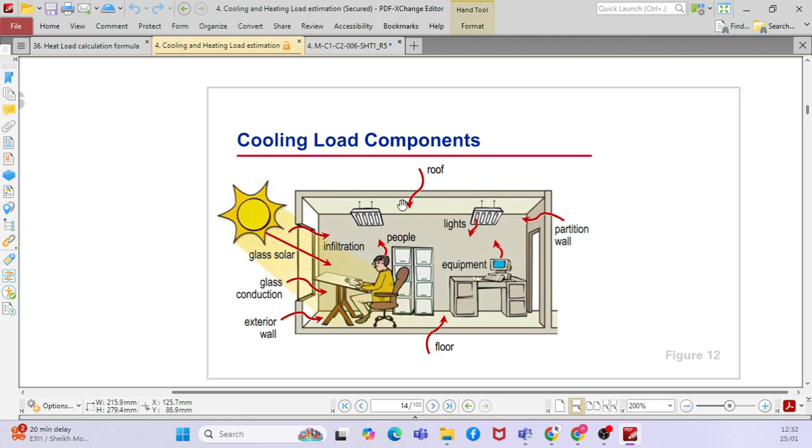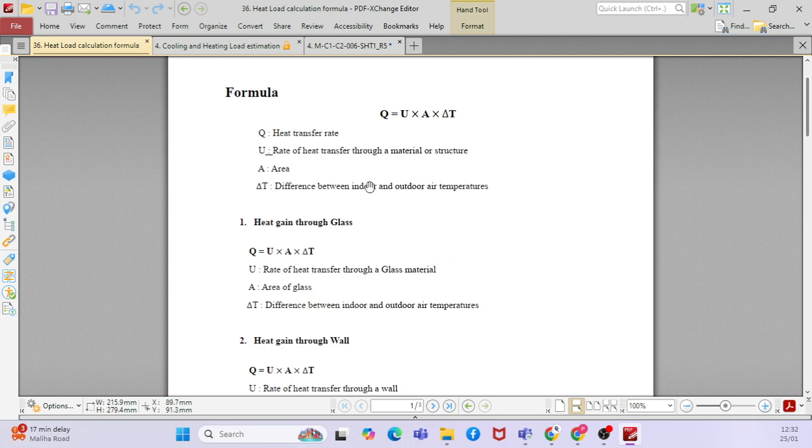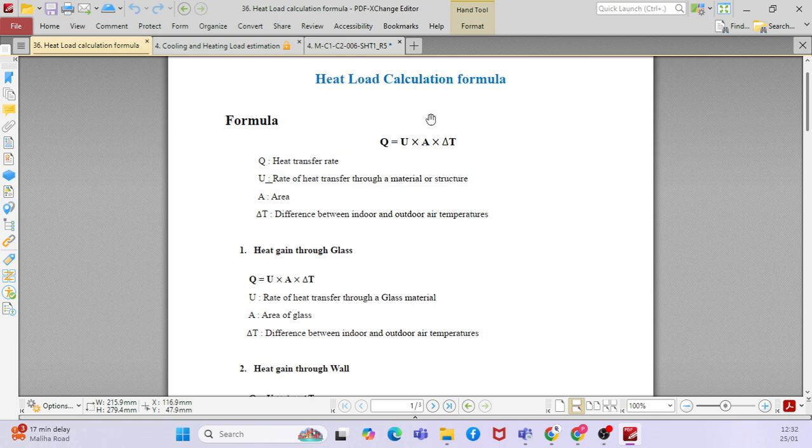Okay, so this is the total load you are going to differentiate. Now, how to calculate the heat from each and every component? There is a formula here. The equation is called heat transfer rate. You are going to calculate how much heat transfer rate for each and every component. So what is the equation? The basic formula for heat transfer is Q equal to mcp delta T. That you know, right?